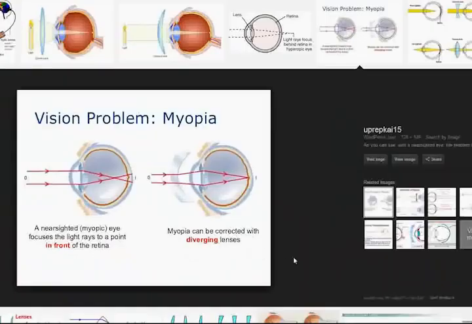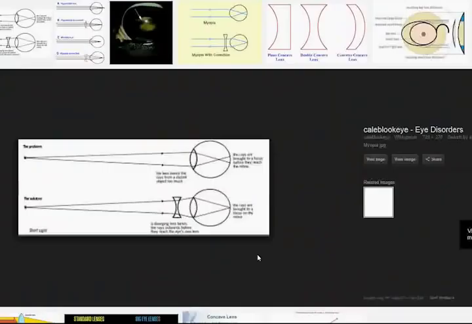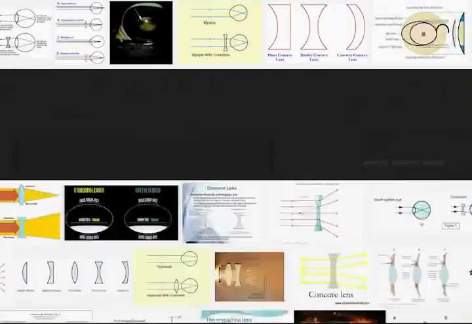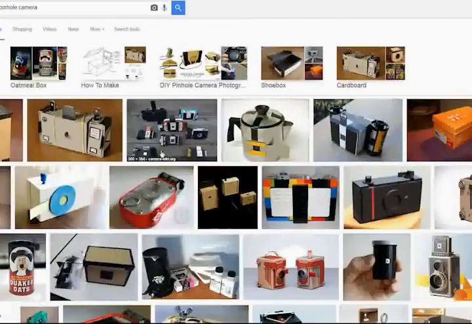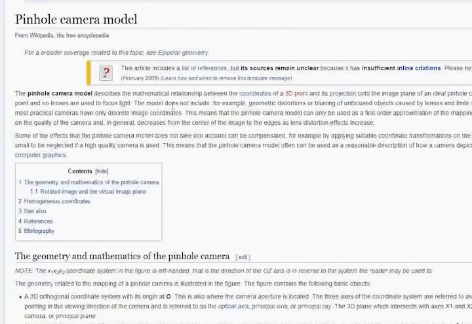But at what point does the lens in our eye affect the angle of elevation, and at what point does it cause things on the horizon to converge? After all, the further away something is, the more likely it is to be affected by the curvature of our lens. You can try a pinhole camera, but the pinhole camera model does not include, for example, geometric distortions or blurring of unfocused objects caused by finite-sized apertures. It also does not take into account that most practical cameras have only discrete image coordinates. Its validity depends on the quality of the camera, and in general decreases from the center of the image to the edge of the lens, and distortion will increase.